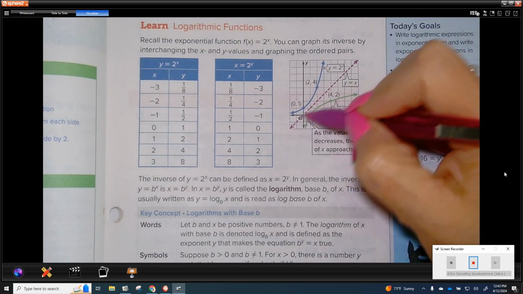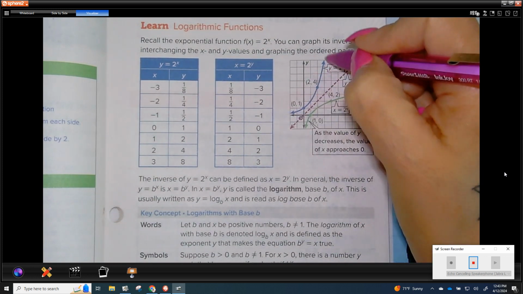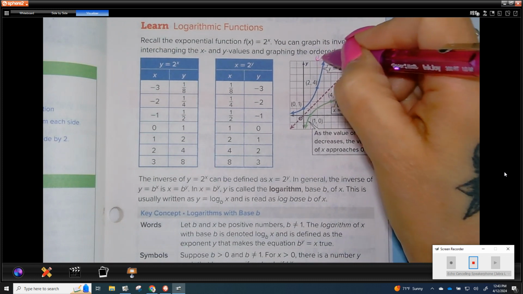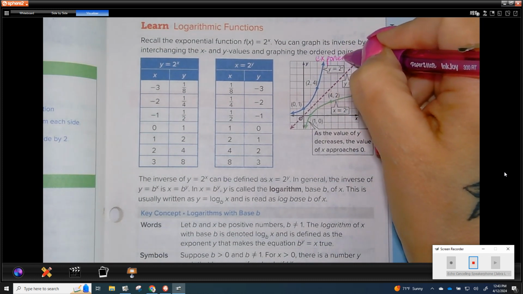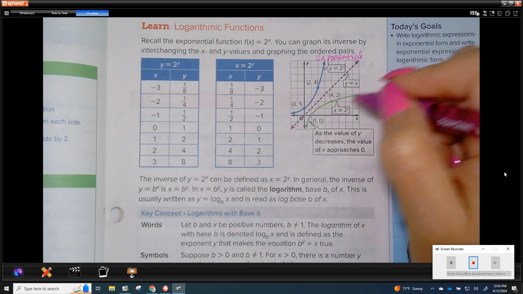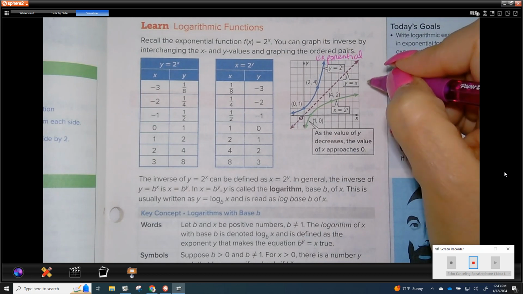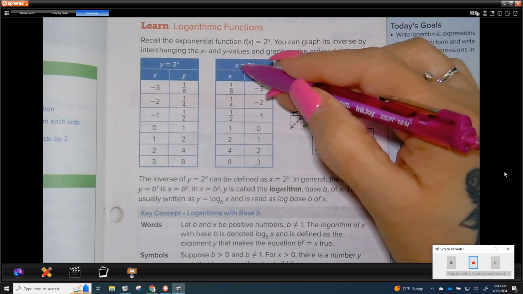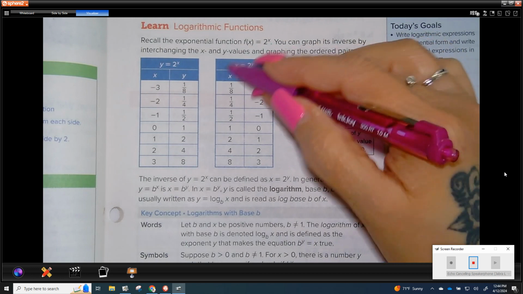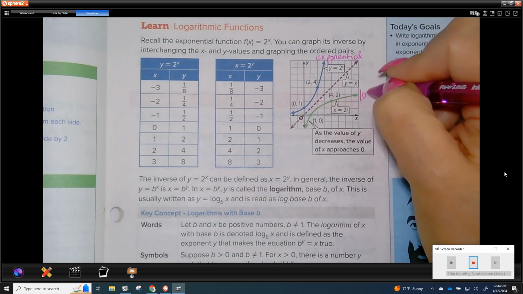So remember, inverses reflect along the diagonal. So this one right here is exponential, 2 to the x. And this one, when we do the inverse, remember you switch x and y and solve for the y. They didn't switch x and y. They just solved. Well, I guess they did switch x and y. That's all they did. But anyway, this is a logarithmic graph.